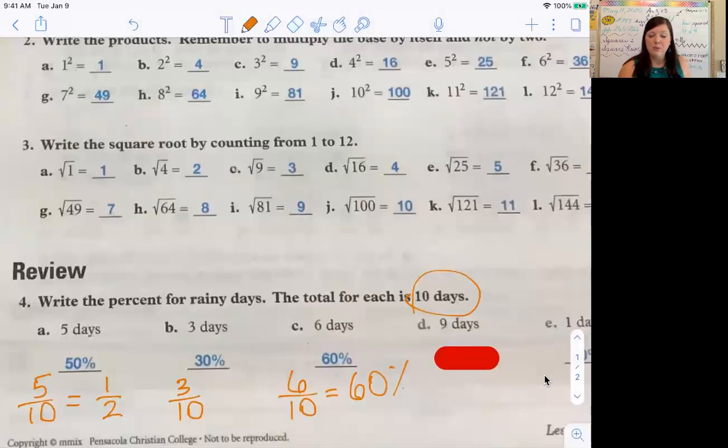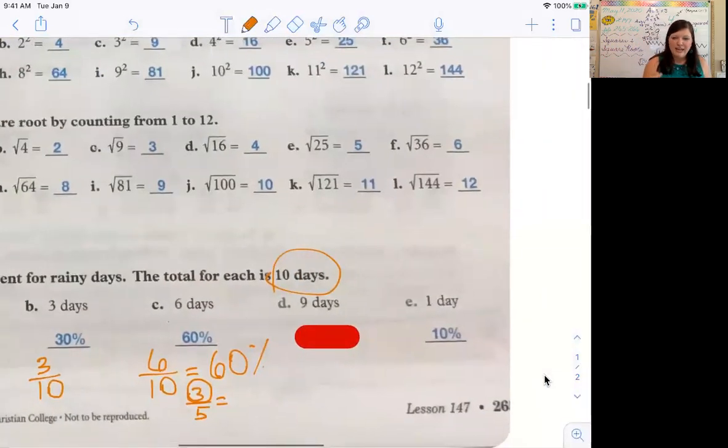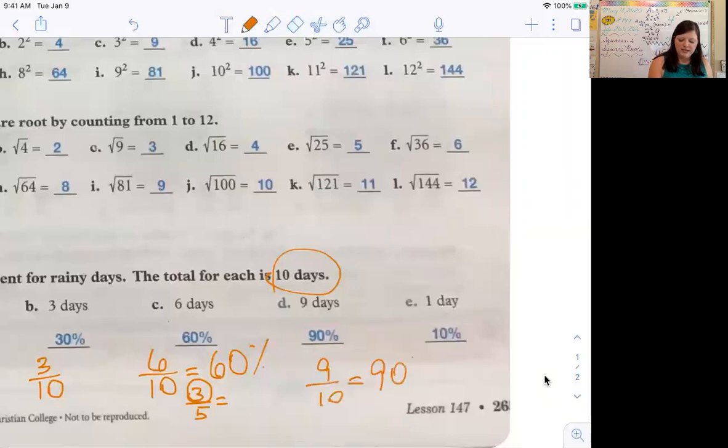I know what some of you are thinking, but Mrs. Evans, you can reduce that. You totally could. You could reduce it down to 3/5. And if that's the case, we were just counting by 20s that many times. 20, 40, 60. We counted 3 times, 60%. I know letter D is a green problem, but let's just go ahead and do it anyway for the fun of it. 9 days is what percent of 10 days? 90%. Why? Because 9 over 10 is equal to 90%.